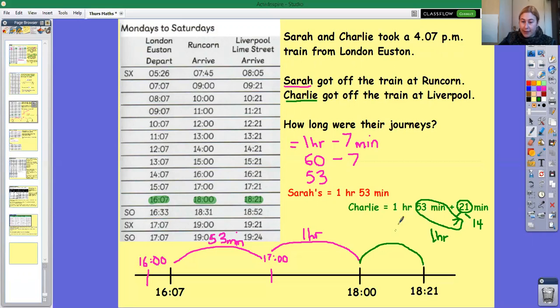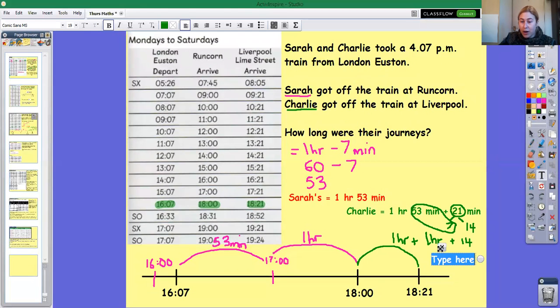So now if I look at this, I've got my other hour here. And I'm going to add it to the hour that I've just made by adding the 53 minutes and the 7 minutes. And then what's left? It's the 14 minutes. That was part of the 21. So if I add all those together, I can see that Charlie's journey is actually 2 hours and 14 minutes. Okay, so I hope you can see how I did that.